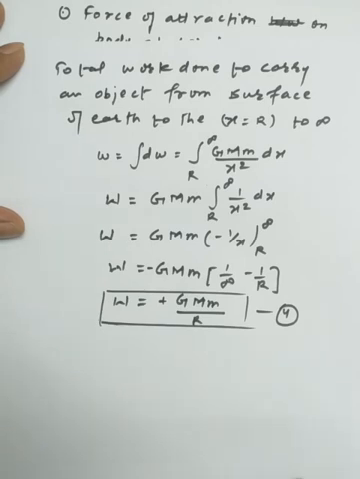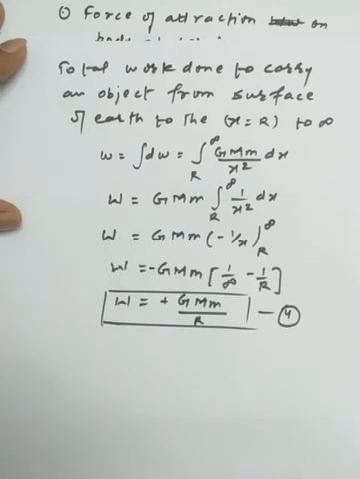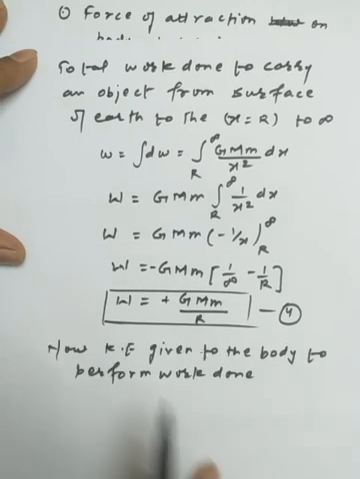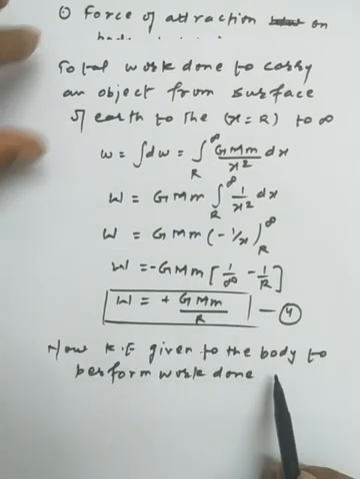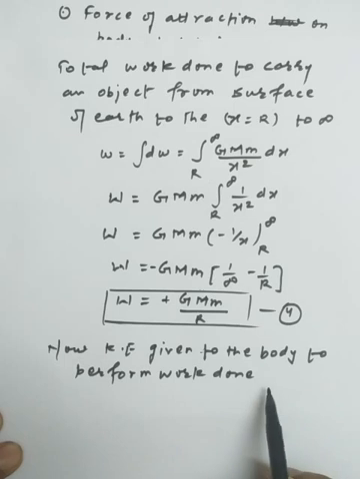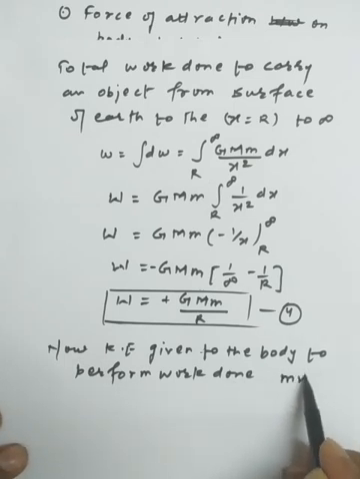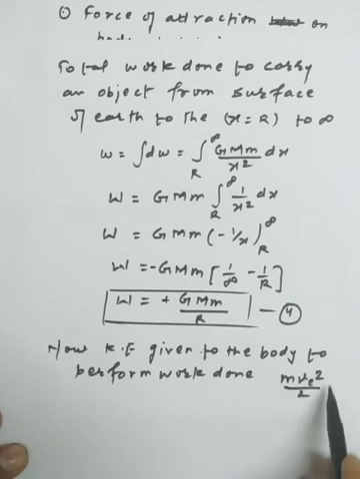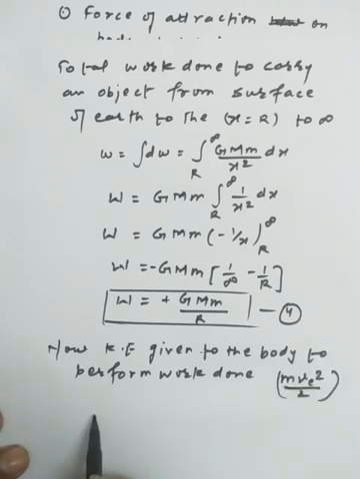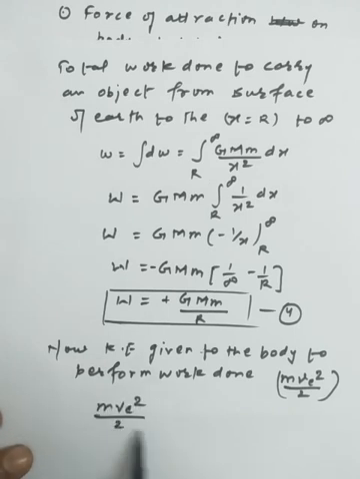Now this work done will be imparted to produce the kinetic energy. The kinetic energy given to the body to perform this work done: we have the concept of kinetic energy, that is half m v square. So by the law of conservation of energy, we are saying that m v square by 2.